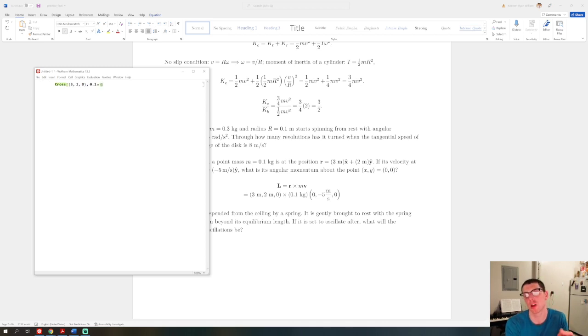And I mean, we kind of know, right, from our intuition about the cross product that this angular momentum vector is going to point in either the positive or negative z direction, right? Because the r vector is in the xy plane and the v vector is also in the xy plane. Let's see what we get here.